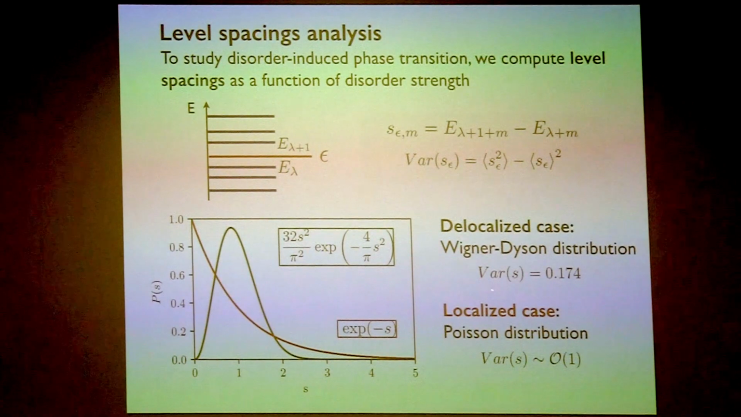In the case of delocalized states, the level spacing distribution is supposed to follow Wigner-Dyson, which is drawn here with a green line, with a variance equal to 0.17. However, if states are localized, then they obey the Poisson distribution, with just a large value of variance.